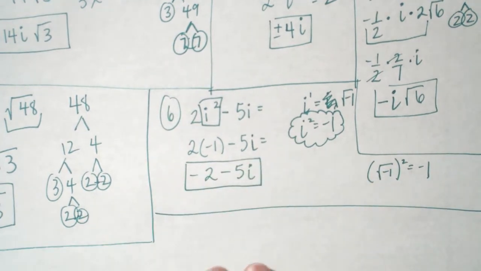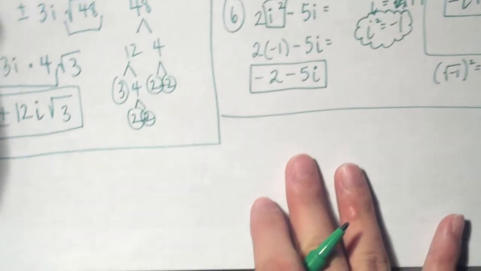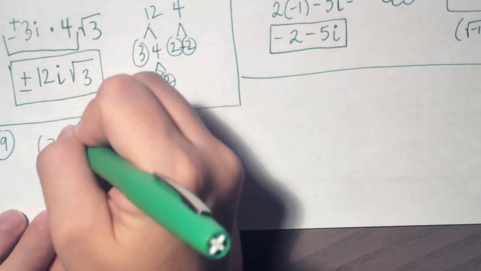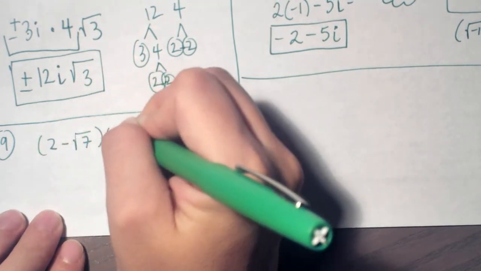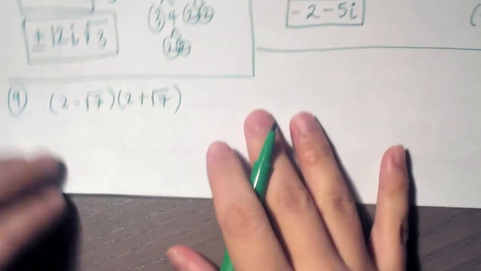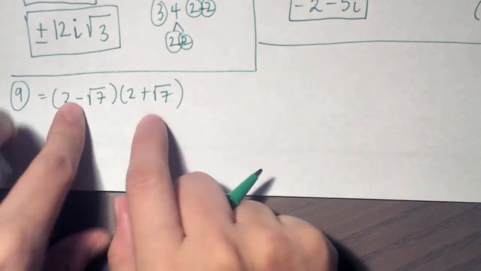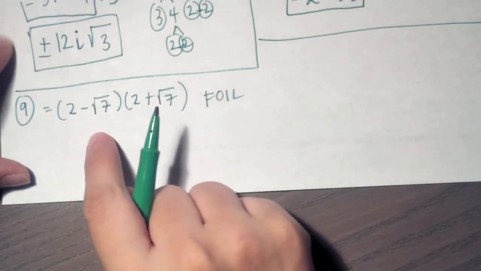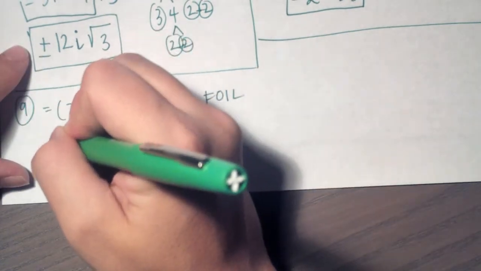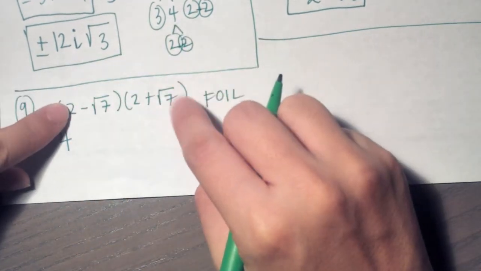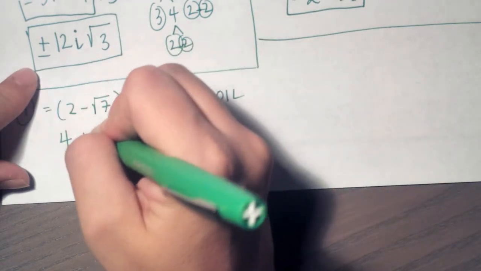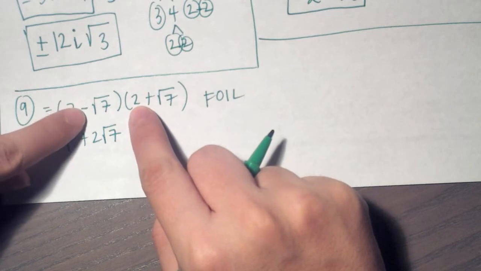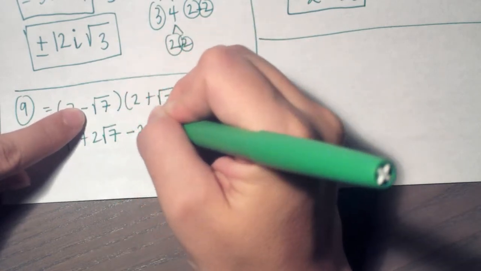Alright, so let's look at number 9. Let's skip to number 9. I have 2 minus the square root of 7 times 2 plus the square root of 7. So here I have a binomial times a binomial, so I'm going to FOIL. So first I have 2 times 2, which is 4. Outer, you get 2 times the square root of 7, so I get 2 root 7. Inner, I get 2 times square root of 7, but it's negative, so minus 2 root 7.